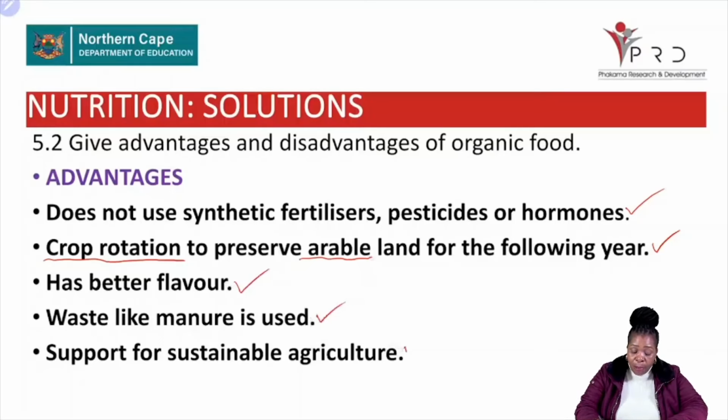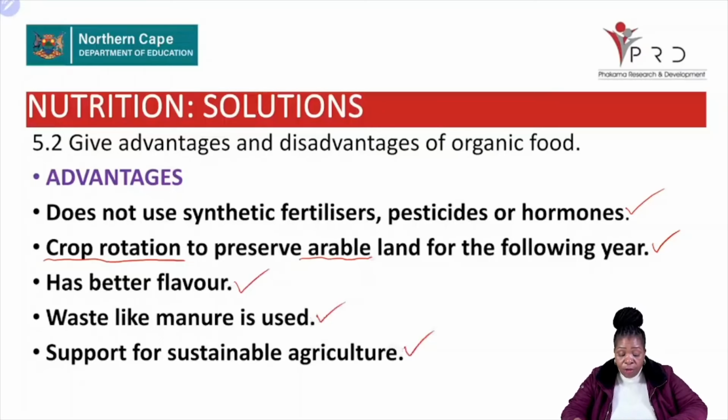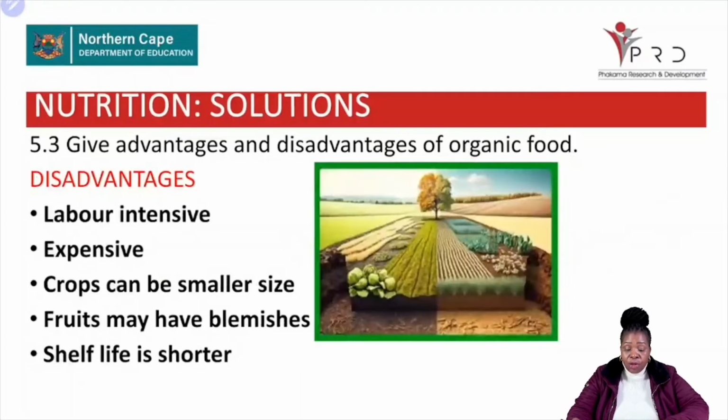They also give support for sustainable agriculture, so that we will be able to keep on using our land over and over again. Right. So those are the advantages for organic farming. Then we go to the disadvantages.